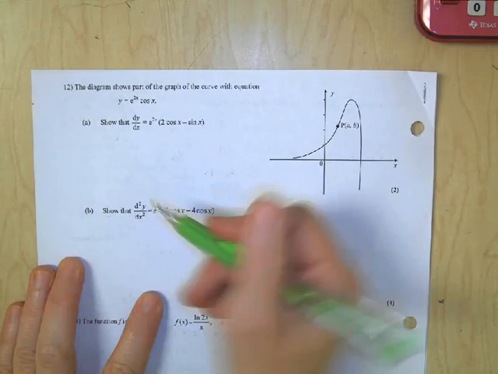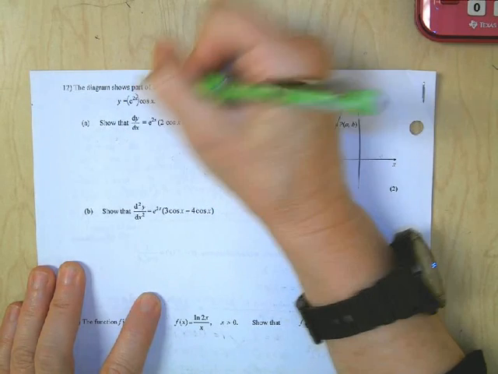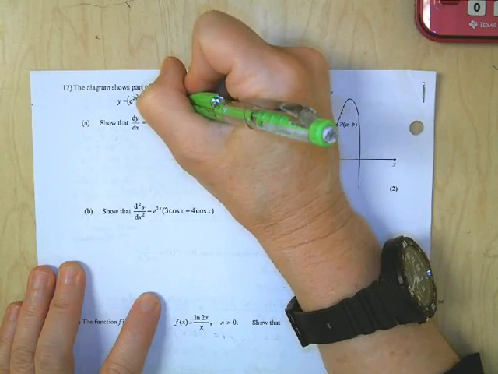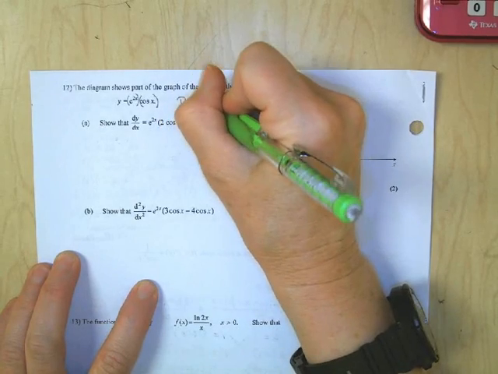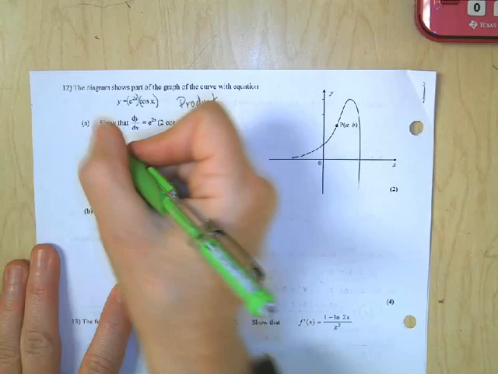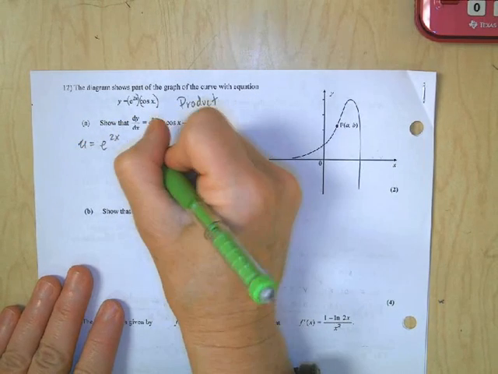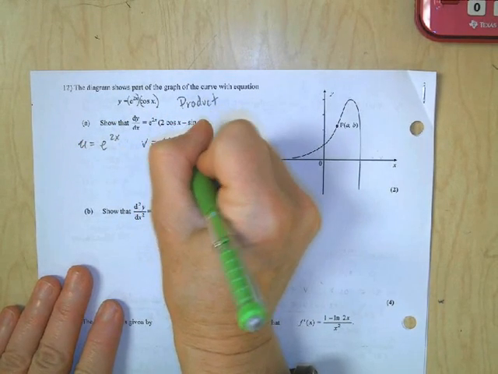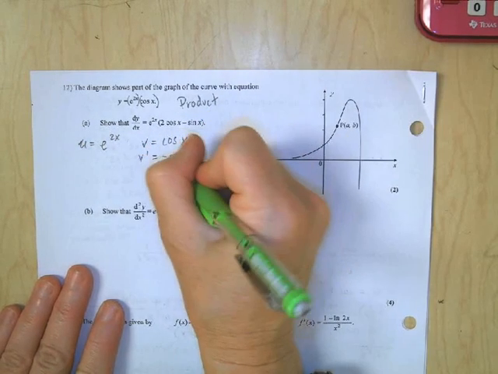Looking at this, it looks like I have two functions. I have e to the 2x times cosine of x. So that means I'm going to use the product rule. This is going to be a product. So my u is going to be equal to e to the 2x, and my v is going to be equal to cosine x. I'll do the easy one first. The derivative of cosine is negative sine.